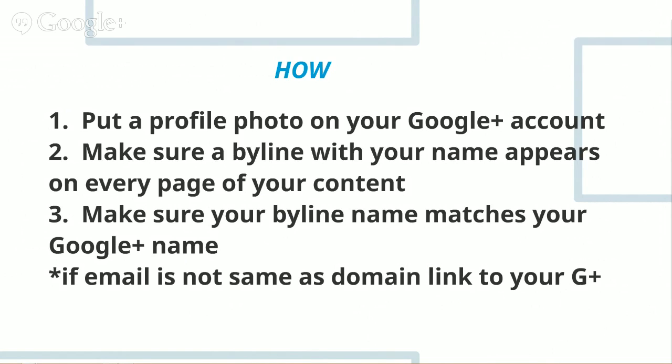So if, for example, your email is not the same as the domain that you registered your Google Plus account under, all you have to do is make sure there's also a link to your Google Plus account, and then Google knows to go to your Google Plus account and pull that profile picture and can actually feed that up automatically for relevant blog posts that come up in the search engine results. So any questions about how that works?